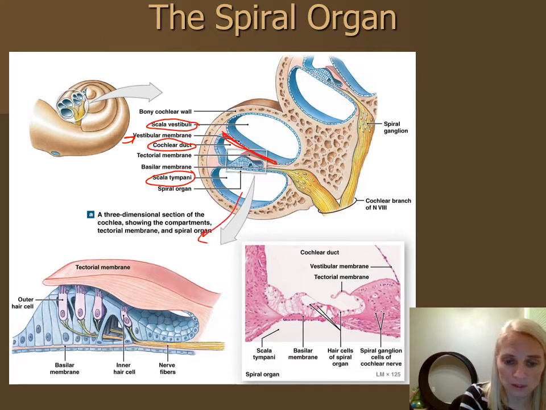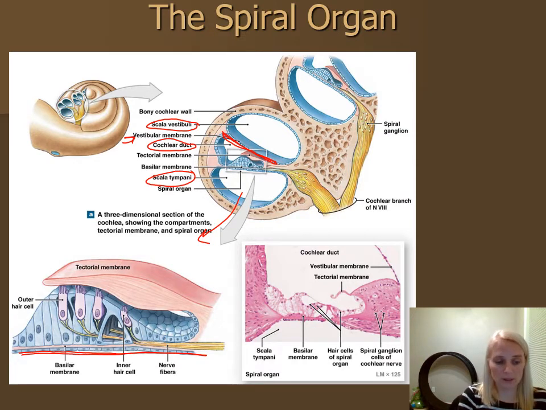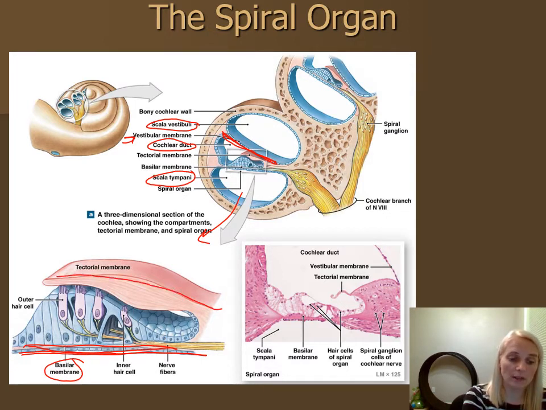And now we're going to zoom in here. So we have another membrane, which is the floor, if you will, of this spiral organ. It is called the basilar membrane. Okay, so that's where all these hair cells and supporting cells are going to rest upon. And then sitting just overlying those hair cells, we have what's called the tectorial membrane.